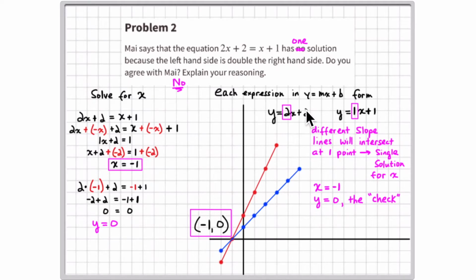If you write each side as separate equations, they have different slopes. So these lines will intersect at a single point, one point. That is the single solution to the equation. x equals -1, y equals 0. So y is the check. If you work down each side separately, you're going to get 0 equals 0. Or if you replace x with -1 in one equation, you're going to get y equals 0. And if you replace x with -1 in the other equation, you're also going to get y equals 0. It's the same as working down the left side separately from working down the right side.